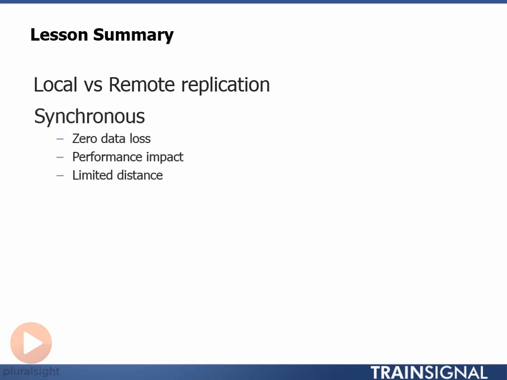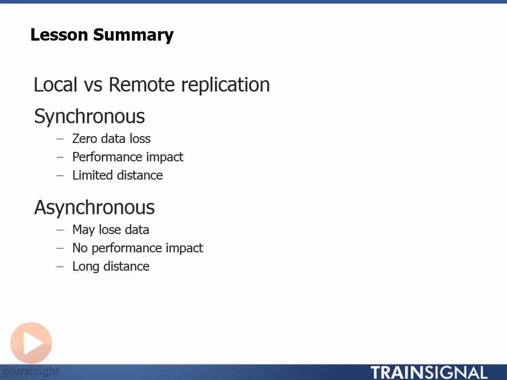Then we talked about synchronous remote replication and how it offers zero data loss, but at the cost of performance. Long distances between your source and target systems, if you're using synchronous replication, increase that performance hit. Asynchronous replication, though, has no performance overhead and can be used over distances of thousands of miles, but at the massive cost of potential data loss.